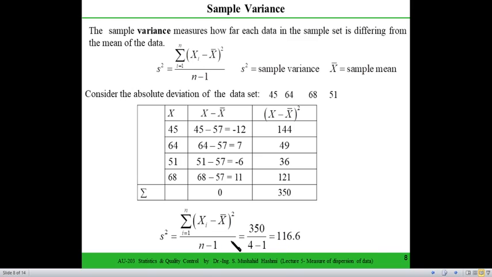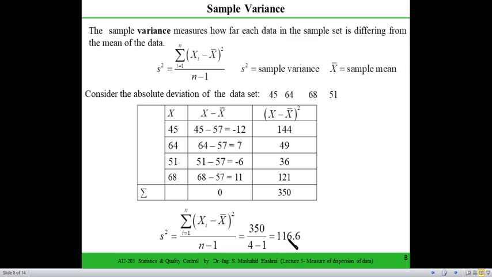So, which we'll talk about later, why it is n minus 1 and not n, because at this point it is just taken as a formula. We will talk about later why this sample variance is a good estimator of the population variance, where you need to divide by n minus 1 rather than n. So this sample variance here comes out to be 116.6. This is how we can calculate the sample variance.